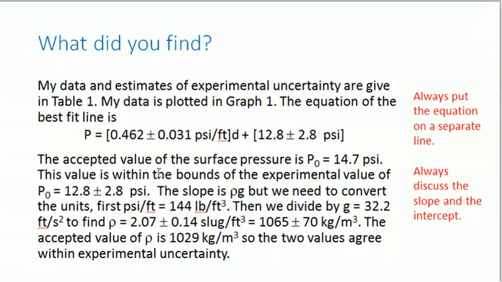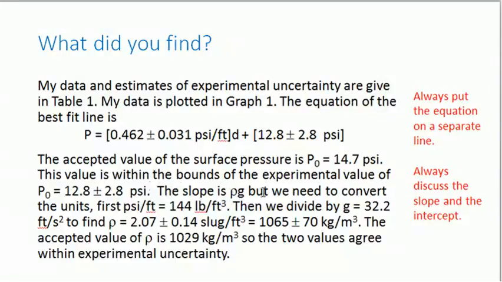Then you discuss both your intercept and your slope. The accepted value of the surface pressure is 14.7 psi. Well, that's well within 12.8 plus or minus 2.8. This goes from 10 to 15.6. So we're within experimental uncertainty.